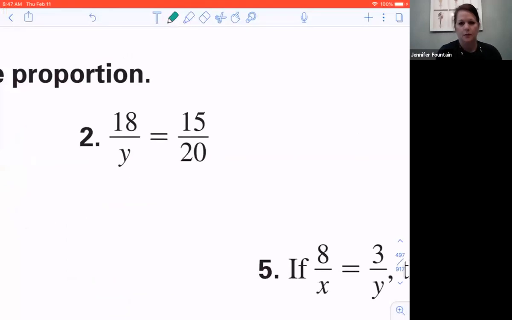Let me put my participant box up just in case, because I don't see much for anybody to join in.